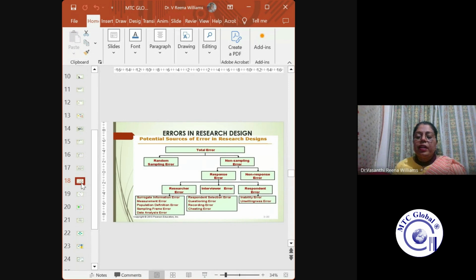So one is respondent error, the other one is interviewer error. Interviewer error includes respondent selection error. You have not chosen the right respondent for your question. That creates an error, because either they are not able to give you the right answer, or they give you wrong answers, and you analyze that data, leading to wrong conclusions. Next one is questioning error. The way you question is also leading to getting wrong answers. Then recording error and cheating error.